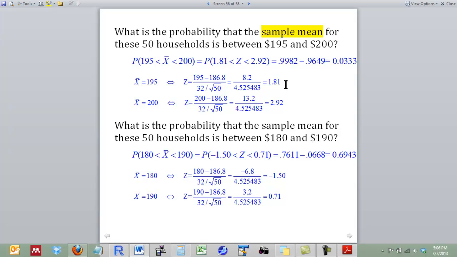You'll notice that's positive, and it should be, because we have 195 being to the right of our mean, which was 186.8. So I did the same calculation for 200. The standard deviation stays the same, but the difference on the top changed, and so our z-score comes out to be 2.92. Calculating the probability that x bar is between here is the same as calculating the probability of z being in here. To find those, I looked up the probability of being under 2.92, and subtracted from that the probability of being under 1.81. I pulled these directly from my table, and that comes out to be 0.0333.